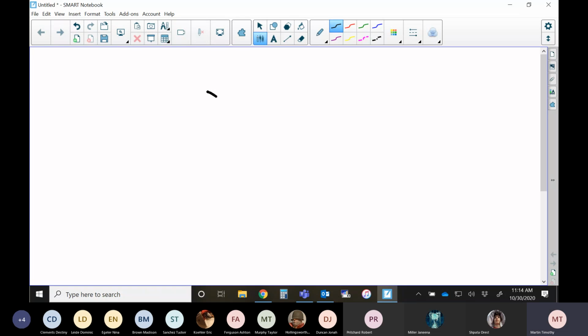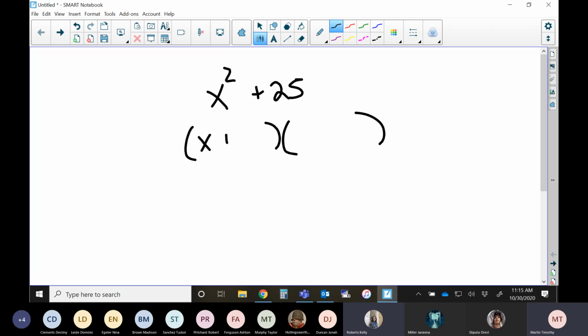So if I gave you x squared plus 25, what would be in my bubbles? Someone help me out. x plus 5i and x minus 5i. Perfect. That's it. It's just basically an extension of difference of squares. The only thing is when I see that plus sign, I put the i.